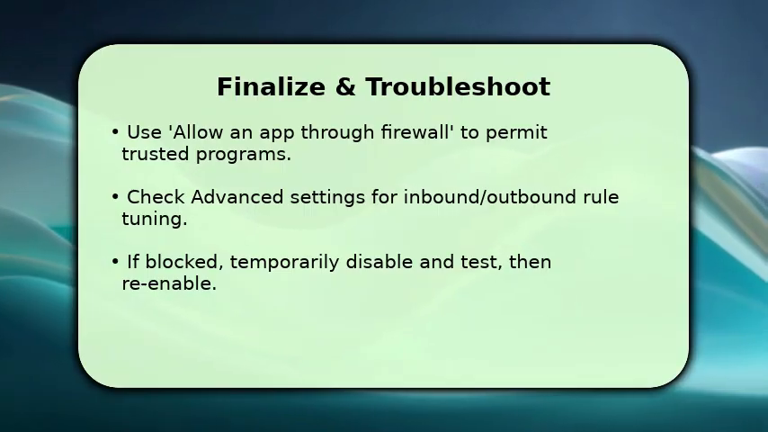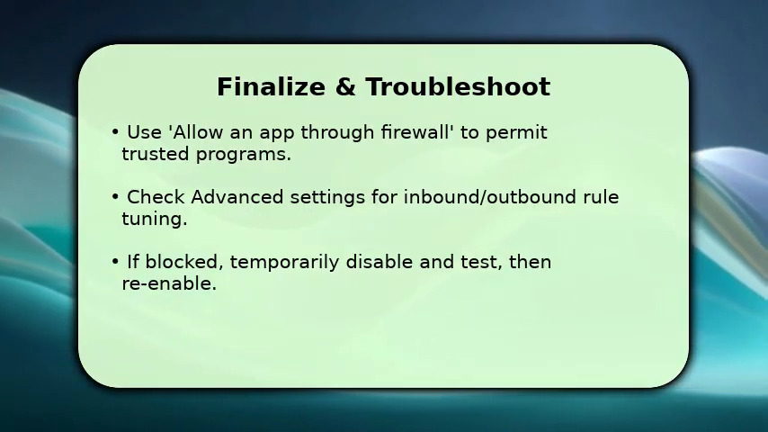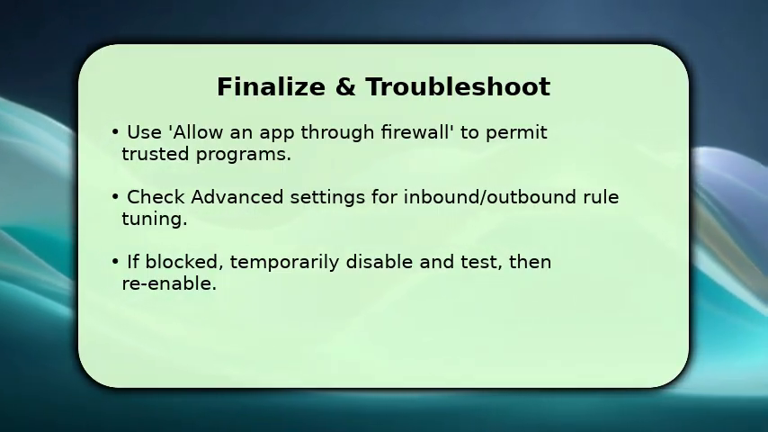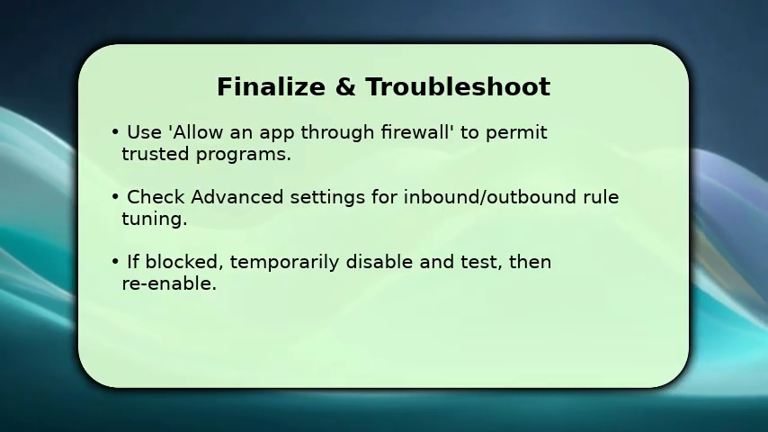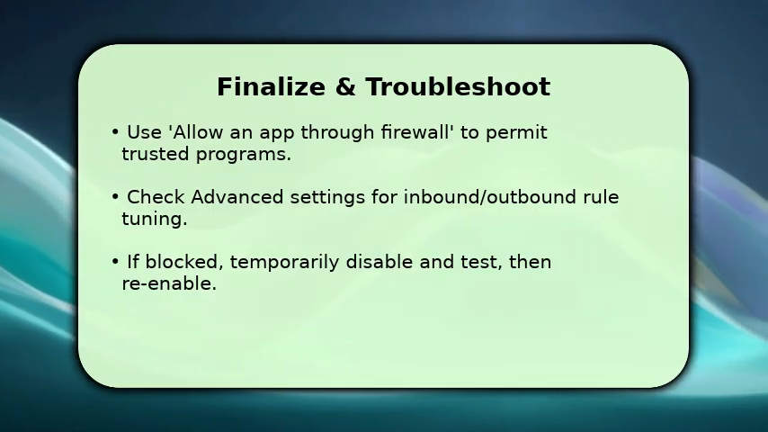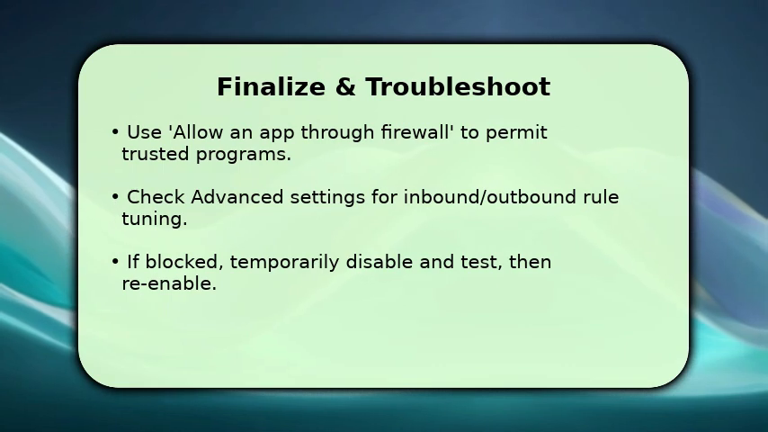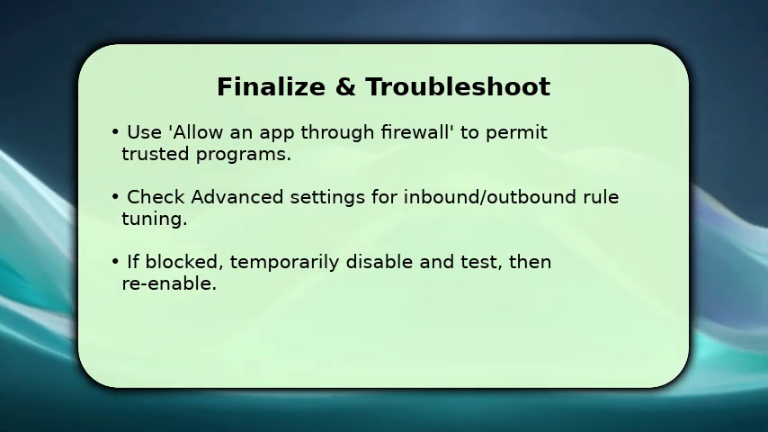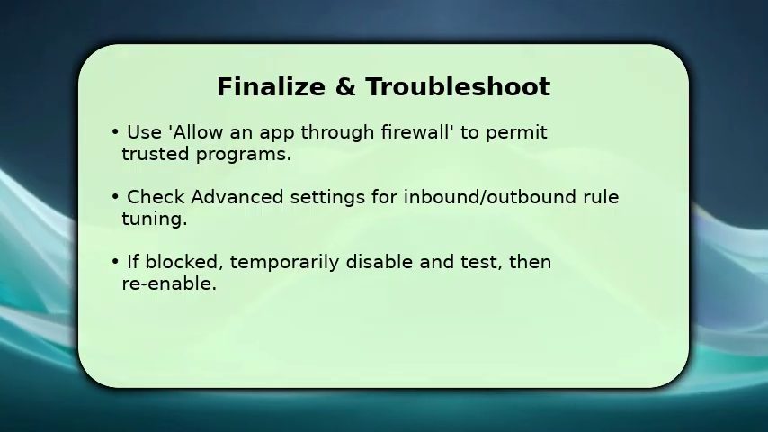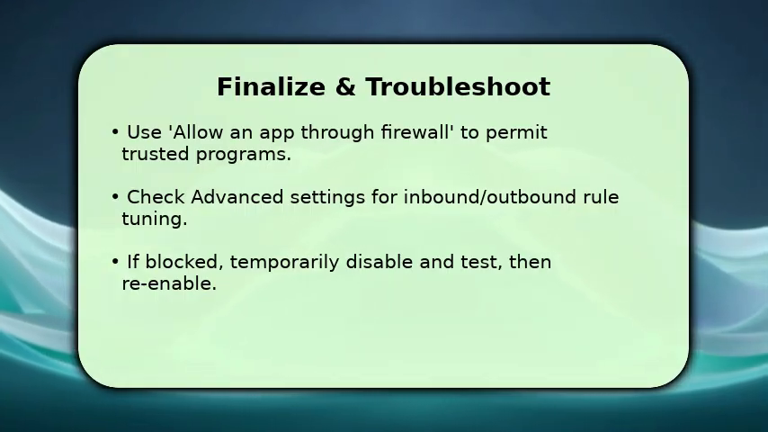If an application is still blocked, temporarily disable the firewall to test connectivity. If it works, re-enable and add a specific rule rather than leaving protection off. This troubleshooting step quickly isolates firewall causes without compromising long-term security.